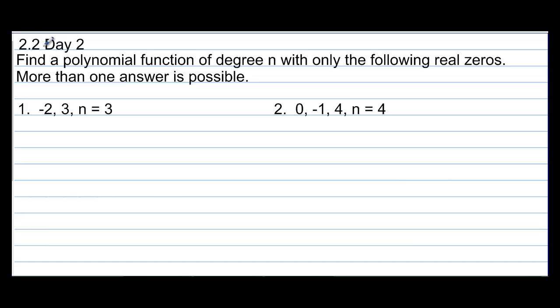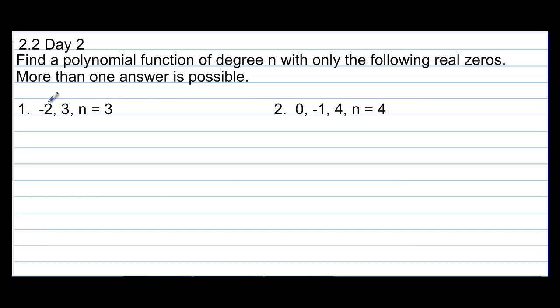This is section 2.2, day 2. Find a polynomial function of degree n with only the following real zeros. More than one answer is possible. Number 1, we have the real zeros -2 and 3, and n is equal to 3. So we need a polynomial of degree 3 with these two zeros.